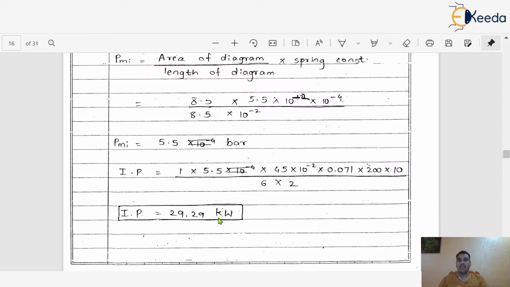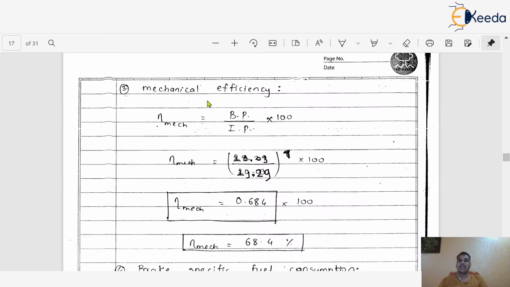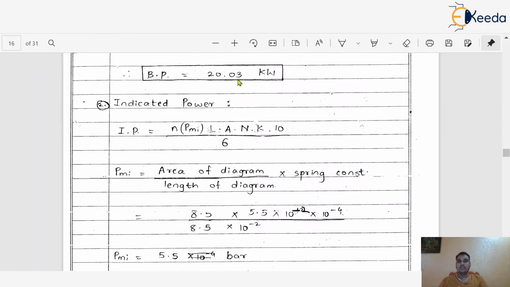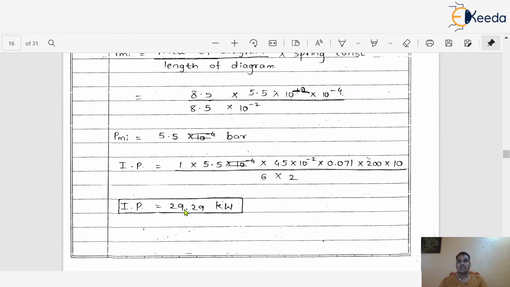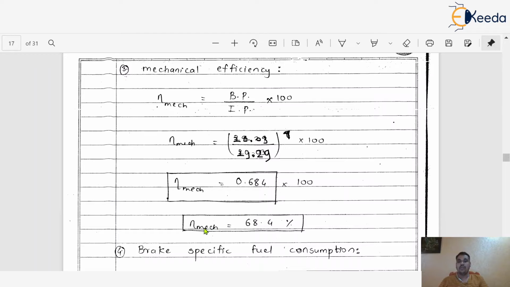So this is about the second unknown in this particular problem. After this, now we are going to calculate the mechanical efficiency. How can we calculate the mechanical efficiency? The mechanical efficiency is equal to brake power divided by indicated power multiplied by 100. Here we have just calculated the brake power as 20.03, and the indicated power is 29.29. So put those values, 20.03 divided by 29.29 multiplied by 100, and the mechanical efficiency will come to 68.4%. This is the efficiency, that's why it is always in percentage. So this is the third required answer in this problem.